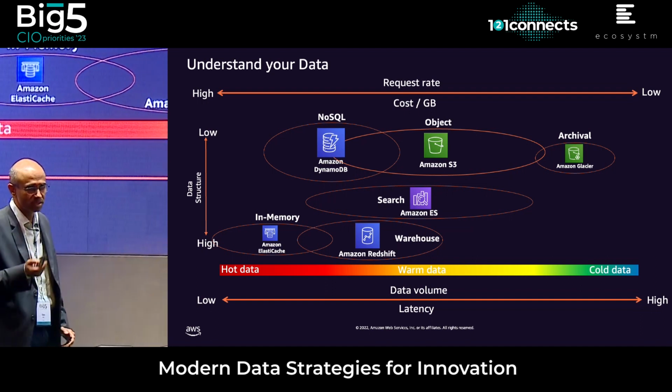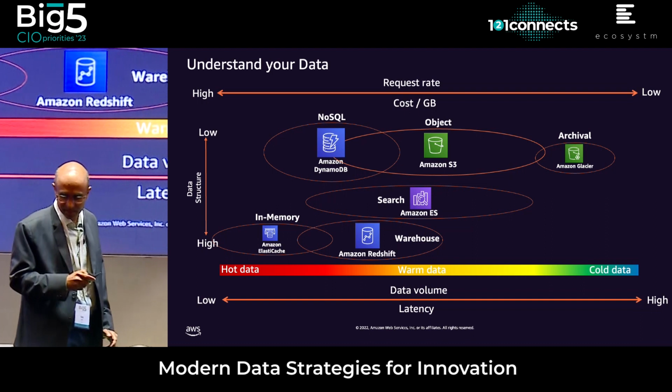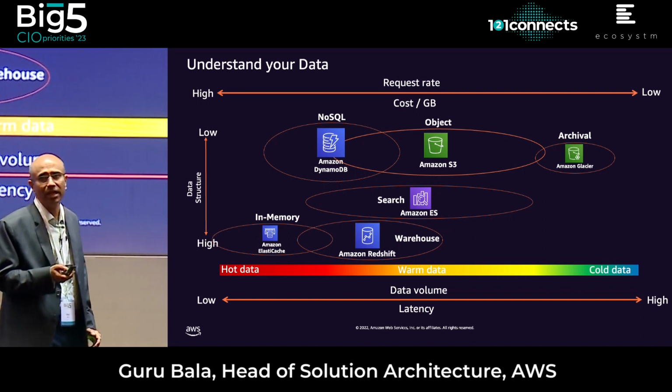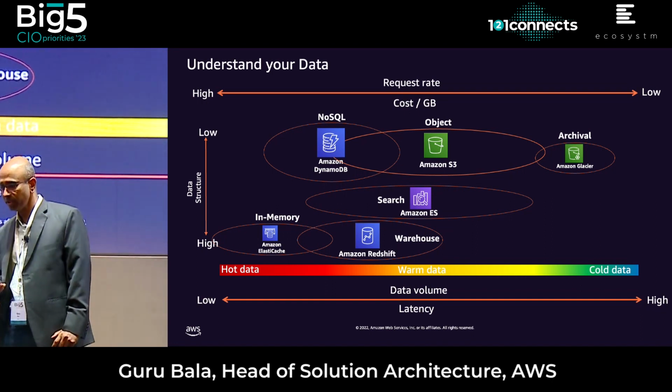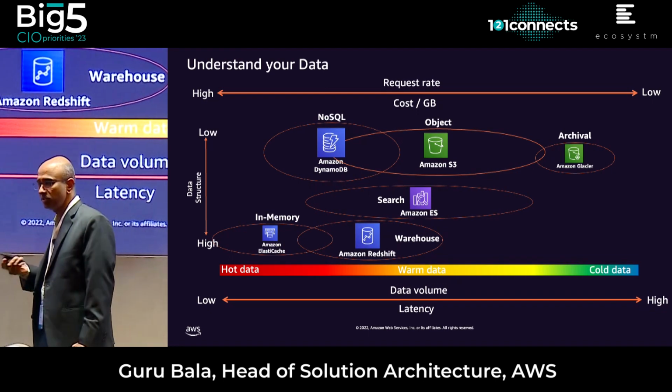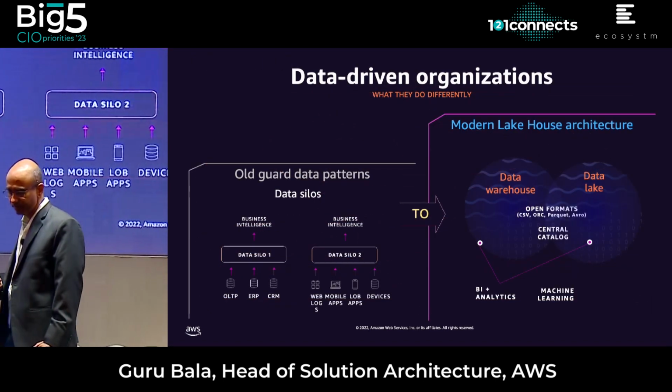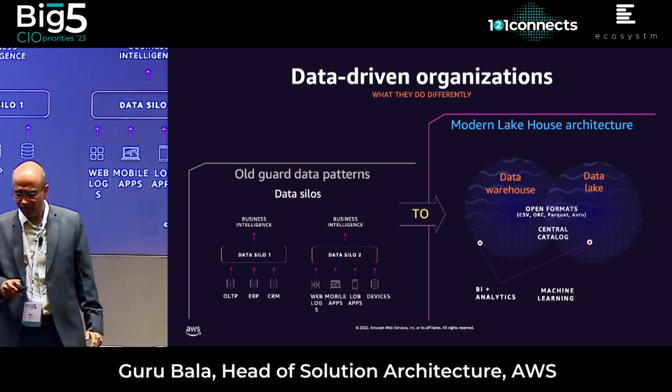As the name suggests, it's cold storage data, and if something is really hot and you really need it fast, then you're going to use something like Amazon Redshift or Amazon ElastiCache, which is an in-memory data store. I'll now move on to data-driven organizations.